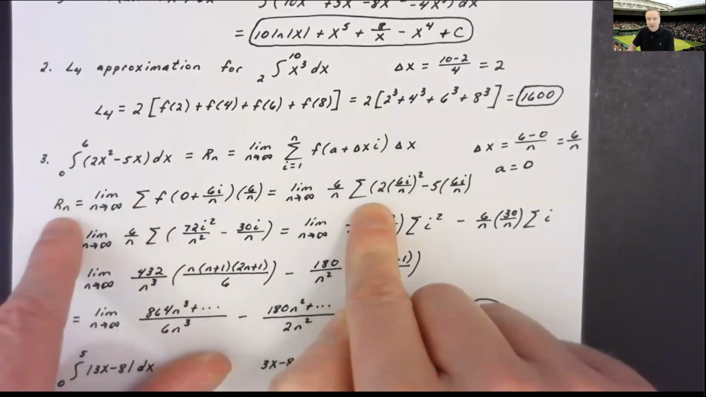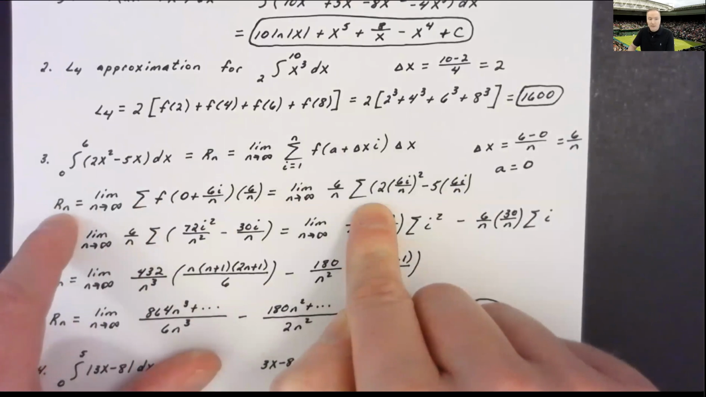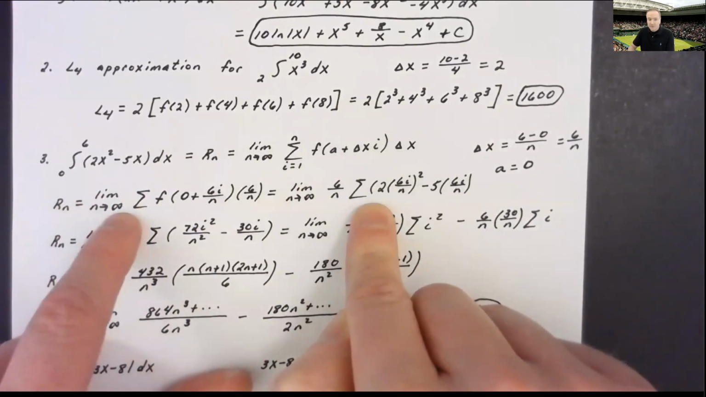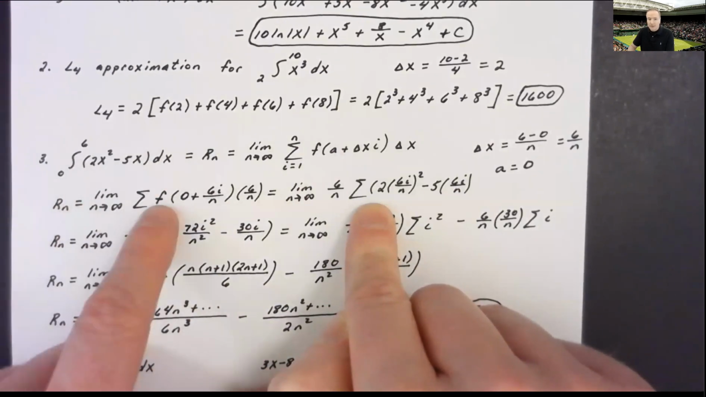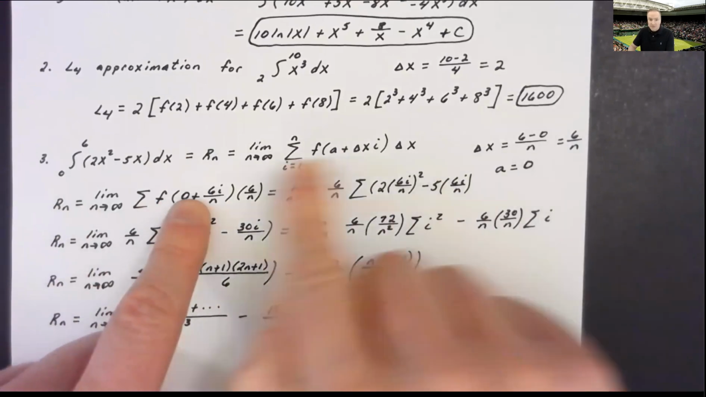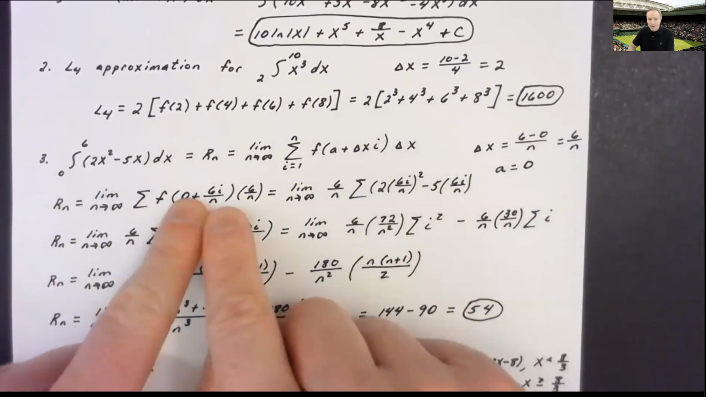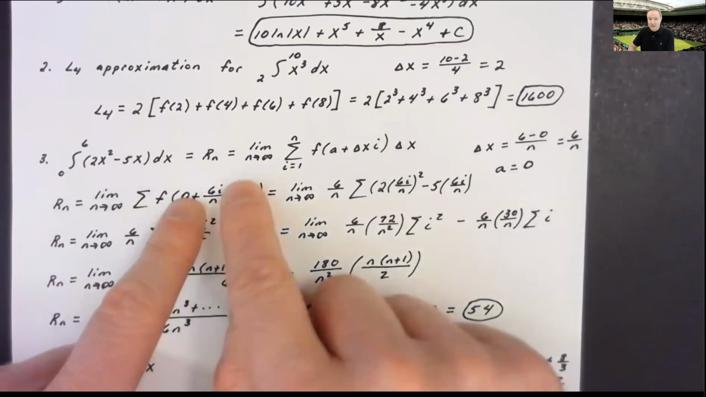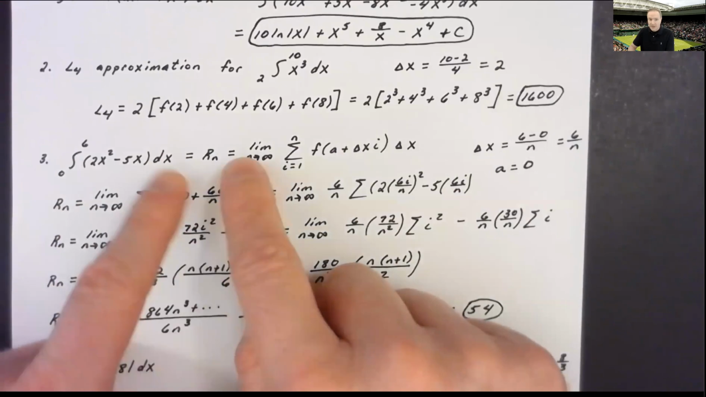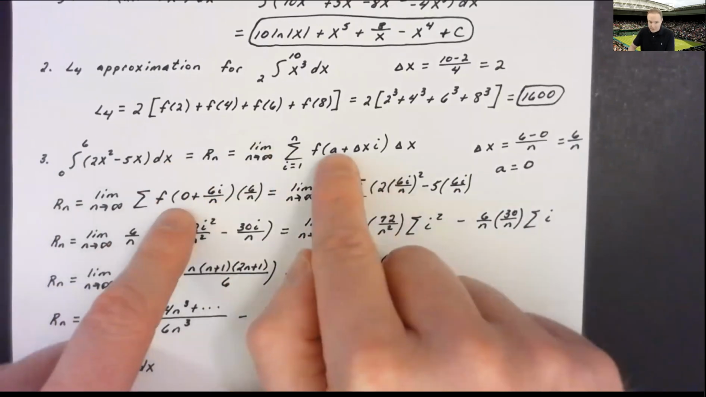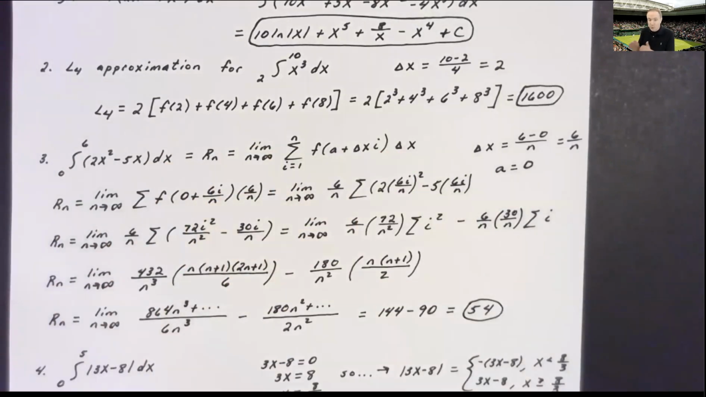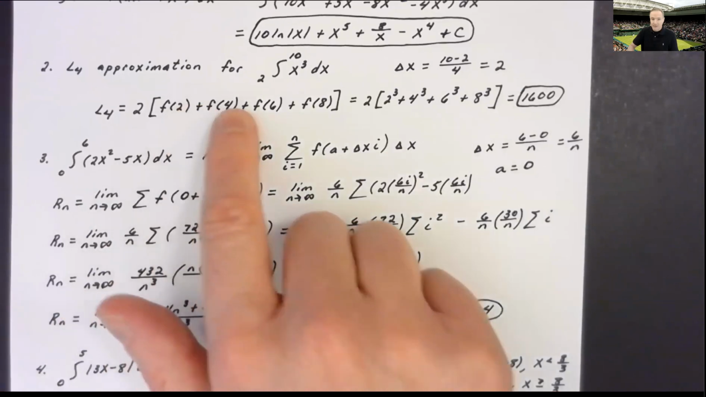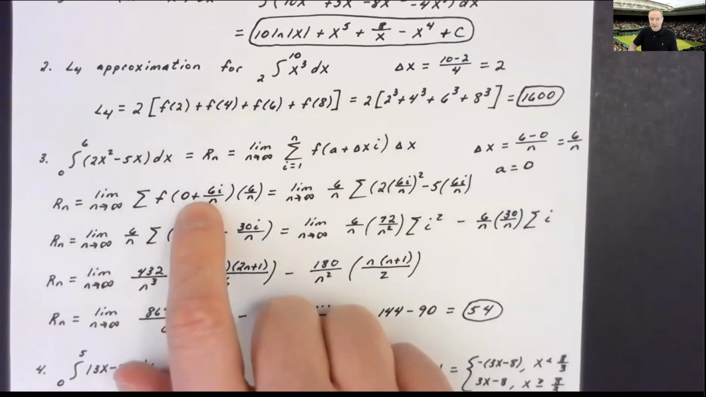So I'll say my Riemann sum here is the limit as n approaches infinity, the summation from 1 to n of f of a, which is 0, plus delta x times i. That's going to be your 6 over n times i. I'll just call it 6i over n. That's all the part inside your function. That's where you're going to get the values of x to plug into your height formula in each one, just like these are my heights in my last problem. This is my height in this problem.